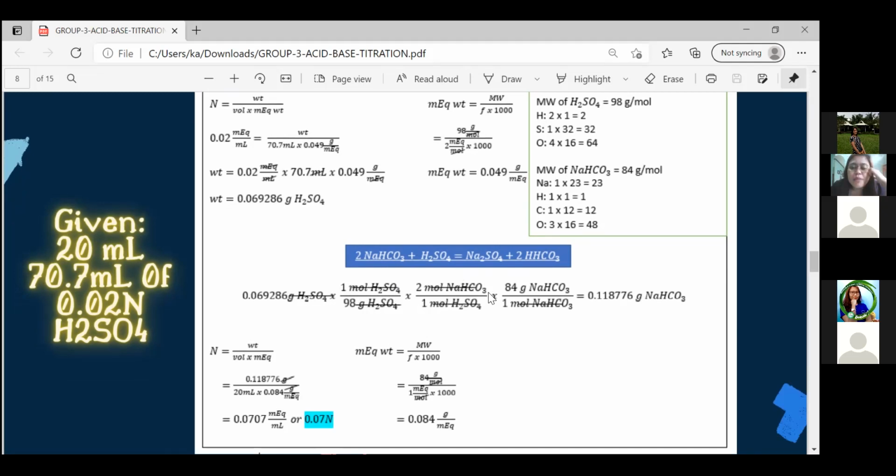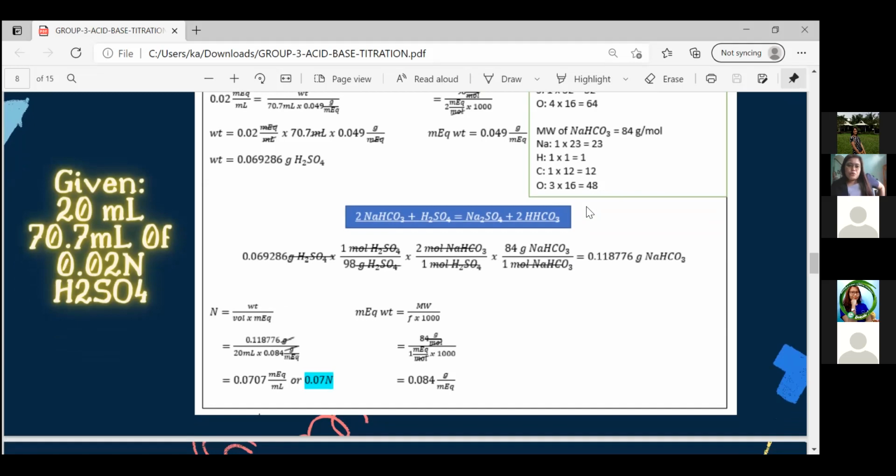And then since moles ang makuha nato din here, we have to convert it further to grams. And to do that, we need the molecular weight also of our sodium bicarb. And this is correct, 84 grams. So all in all, the sodium bicarb that reacted with our sulfuric acid is 0.118776 grams. So muna siya to ang gamiton karon to compute for the normality of our sodium bicarb.